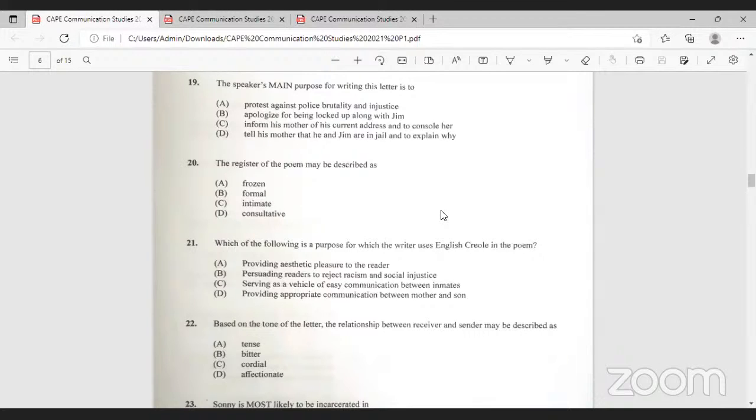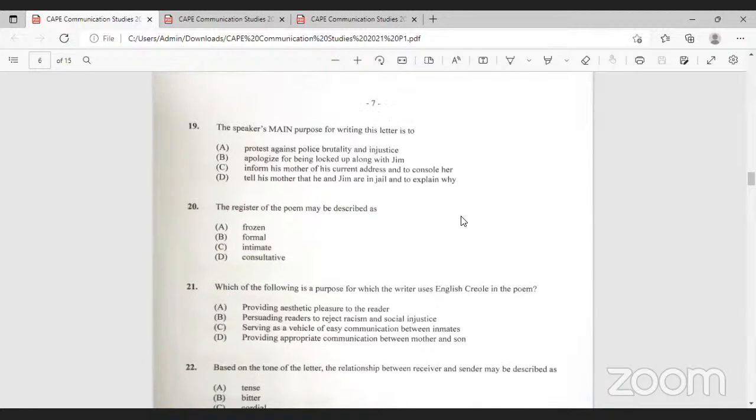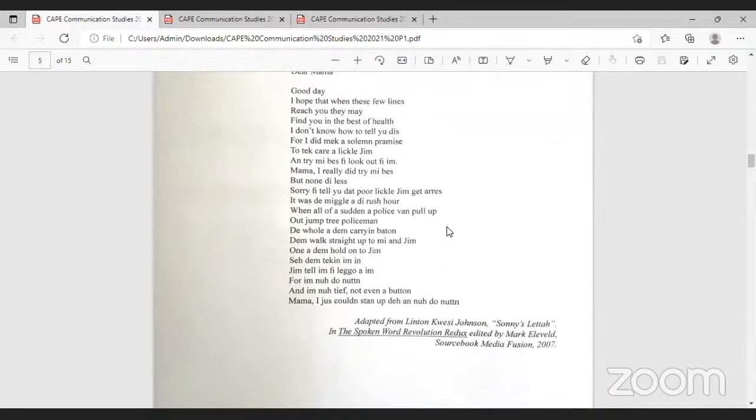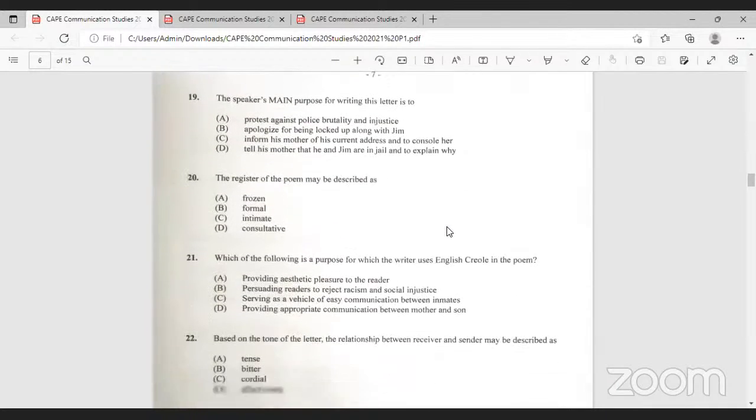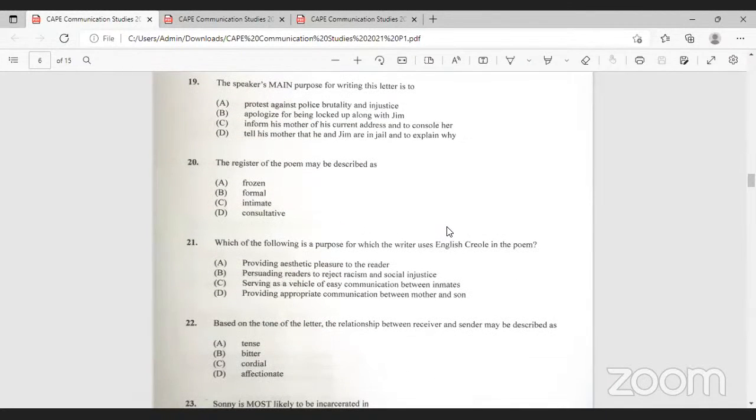I would say D, providing appropriate communication between mother and son. I mean, he's not going to talk to his mother in standard English, is he? A is also possible. No, I wouldn't say D. The best answer is probably not.